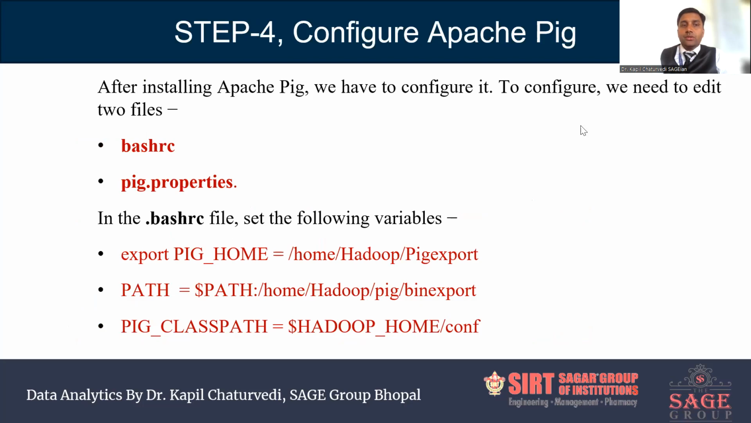So what we have to do, we need to edit two files. There are two files, .bashrc and second pig.properties. We have to edit both of these files by the given procedure. In the .bashrc file, set the following variables. We open that file, which is already available. We will put this path in the .bashrc file. This path is the standard path. We need not make any changes in this. We just have to put it as it is in this file.